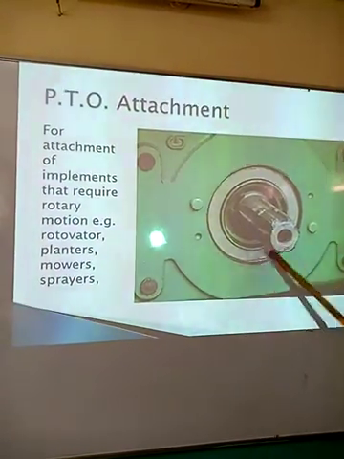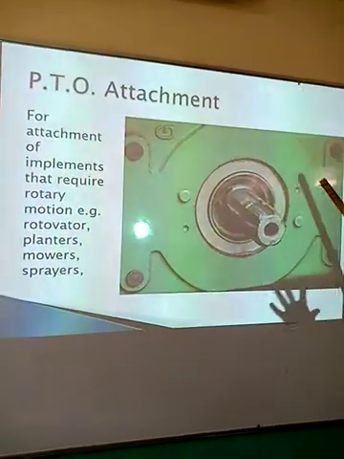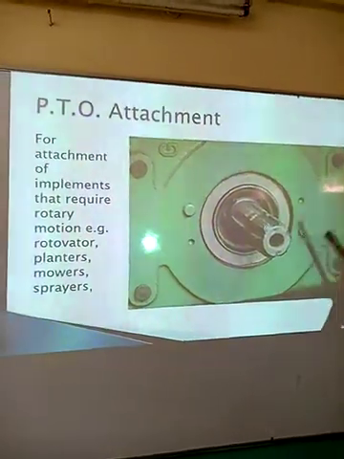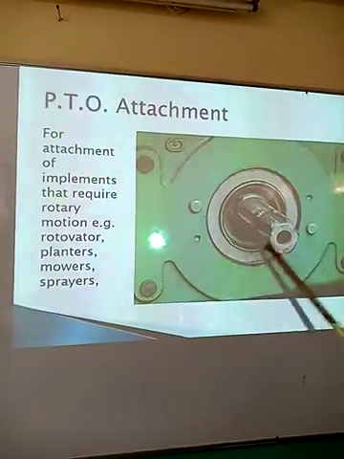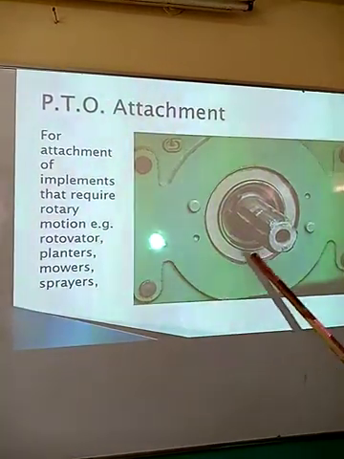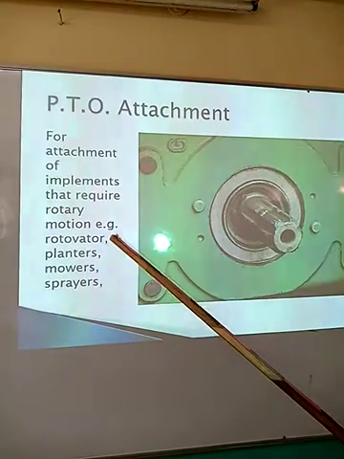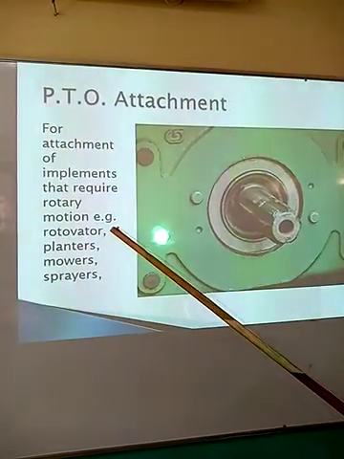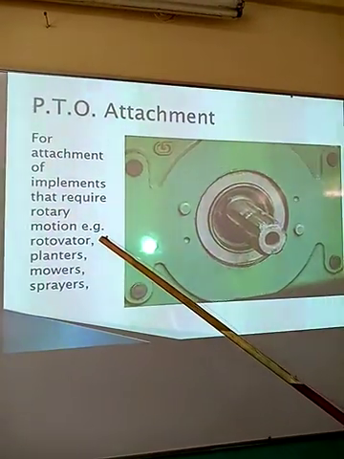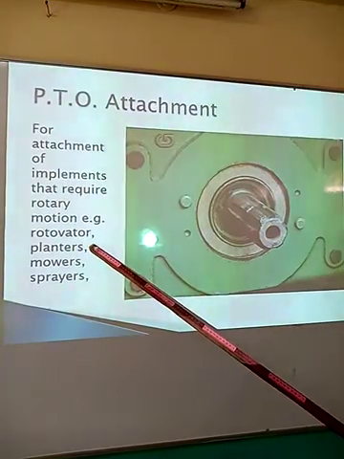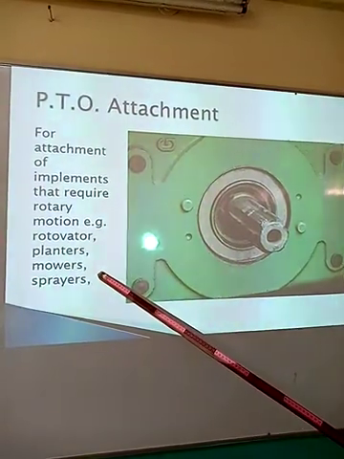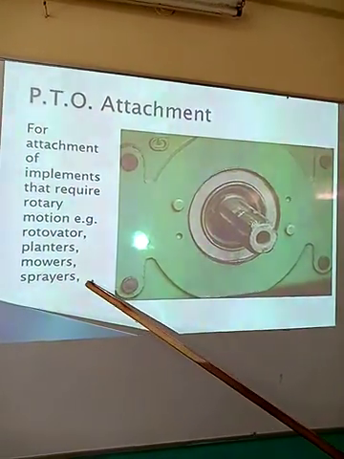That's very high speed, and therefore whenever you are handling the tractor around this point when it is in motion, you must be very careful so that it doesn't cause injuries. So implements that require rotary motion, like the rotavators when paddling rice farms or mixing up soil thoroughly, the planters, the mowers, the sprayers, there are so many implements that require rotary motion.